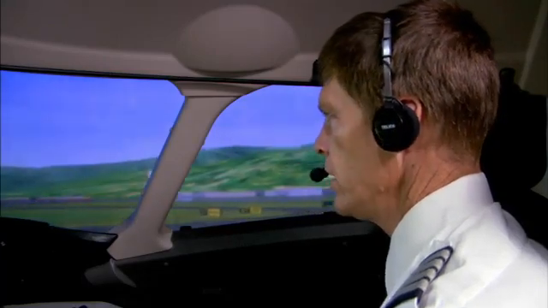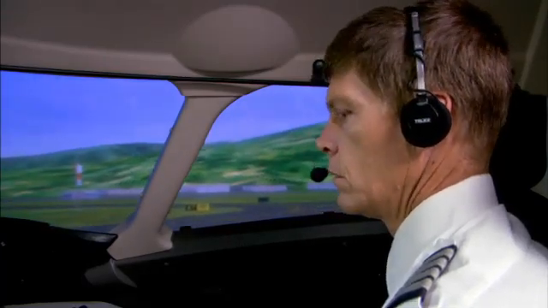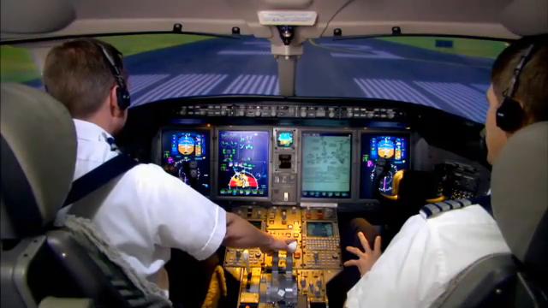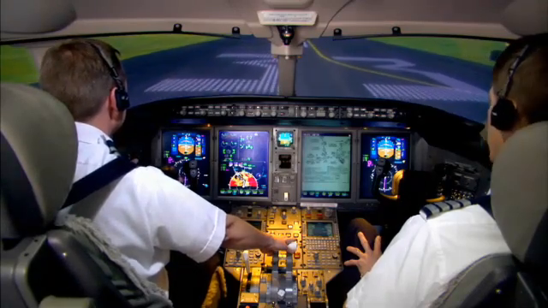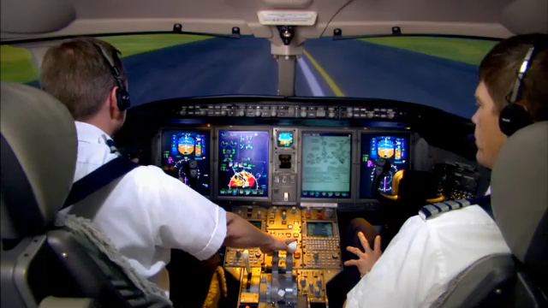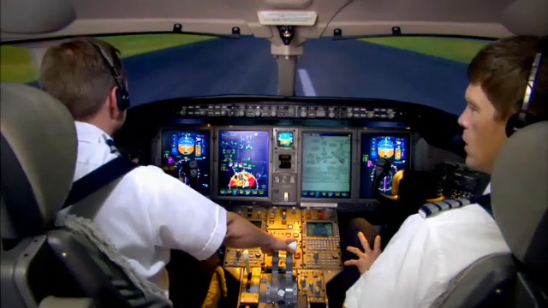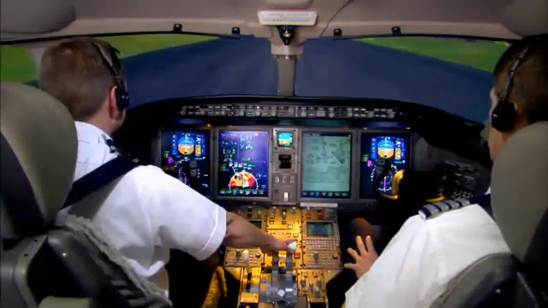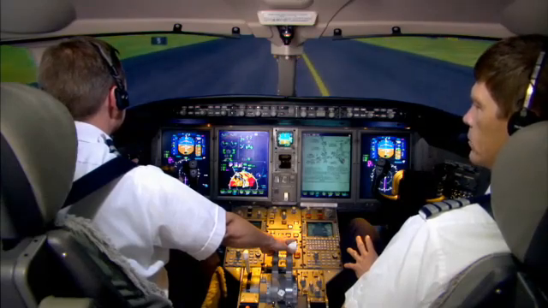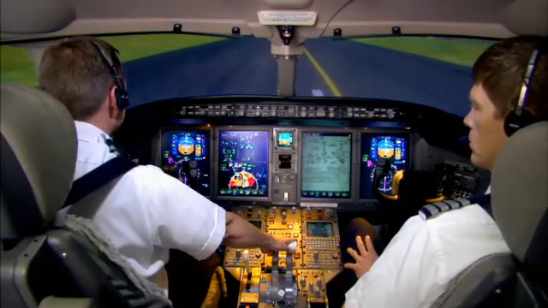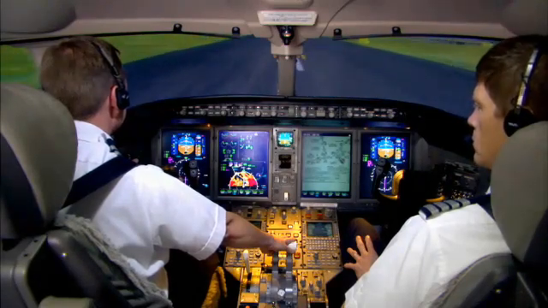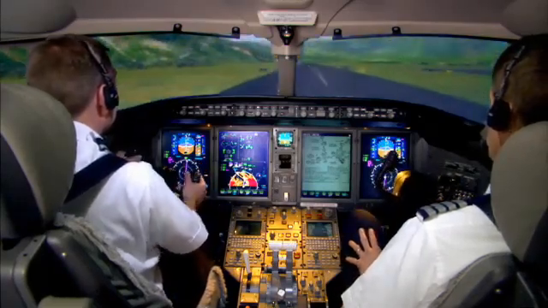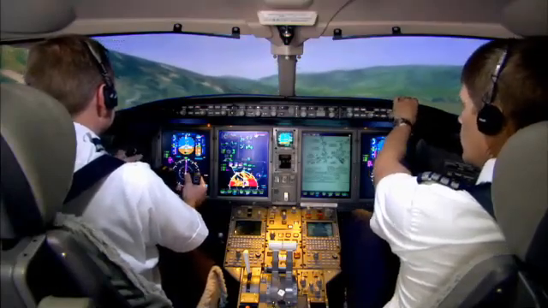Runway heading is 328 and we are cleared for takeoff. Firm. Takeoff power set. Airspeeds are live. 80 knots, cross check. V1, rotate. Positive rate. Gear up.